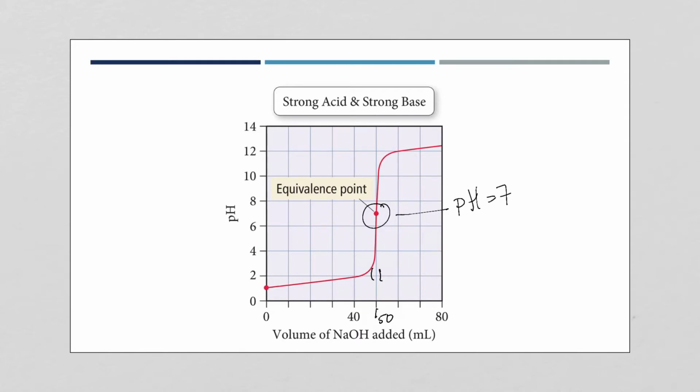And so we'll see that if we want to pick an indicator to change colors here, we don't have to be exact, right? We just have to have an indicator that is going to change colors between the pH range around this inflection point. Because even if the color change, say, occurs here, well, while it may not be exactly the equivalence point, if we mark that volume, it's going to be very close to the volume at the equivalence point because, again, we have a very small change in volume for a very stark change in the pH.